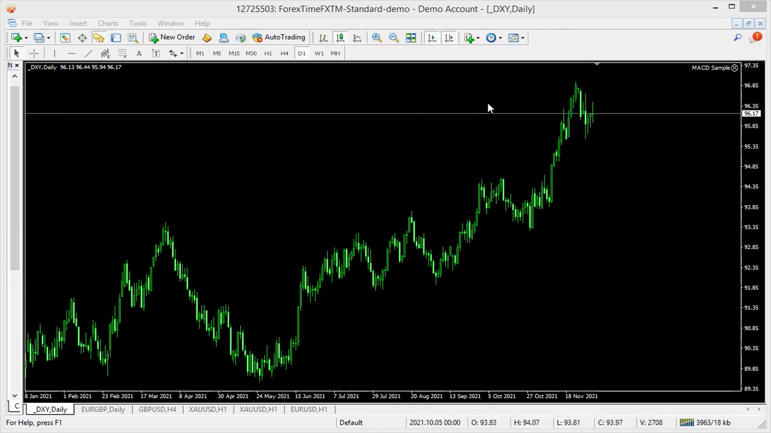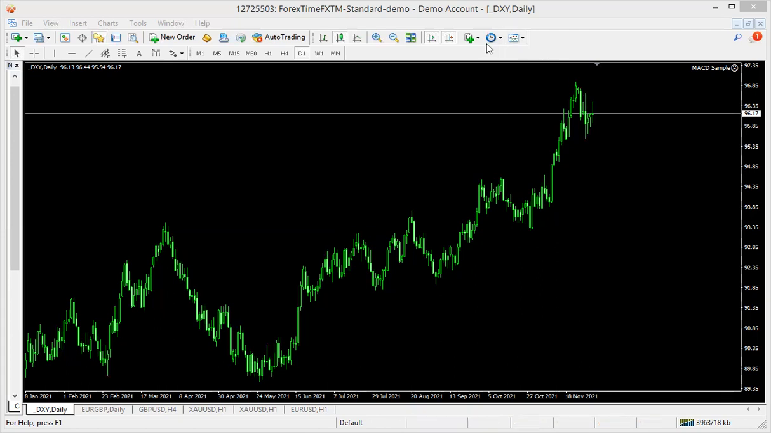What moving average does is to help you know where the market is going. If the market is going up, that means the price action, which is this candlestick, will be above the moving average. If the price is going down, that means price will be below the moving average.